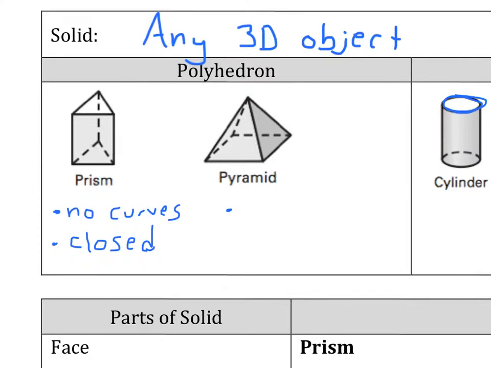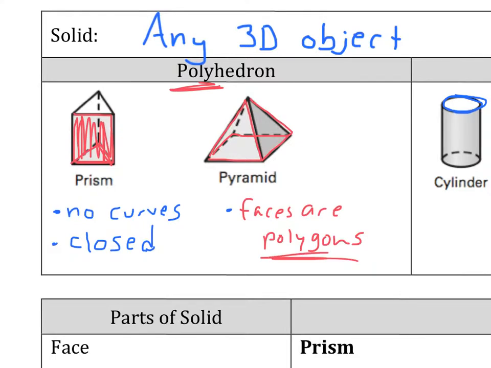Next, what's true about every single one of these, and we're going to call them faces as we define. These faces, or the face that's on the bottom, this face here, or the face in the front right there. What are all these shapes? All the faces are polygons. In other words, no circles, etc. Nothing's crossing. So these are the key things about polyhedra: polygons, no curves, they're closed.